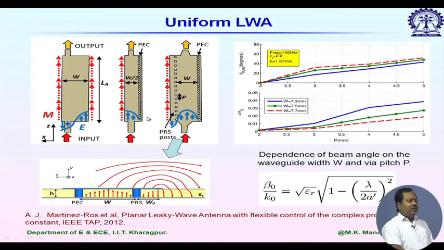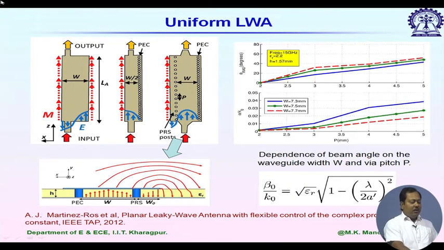This is one interesting example of uniform leaky wave antenna, where we can vary both beta and alpha of the structure. It is nothing but one SIW structure, substrate integrated rectangular waveguide structure, the middle part, and you can identify the feed line. We are using a microstrip feed line to excite the SIW structure.